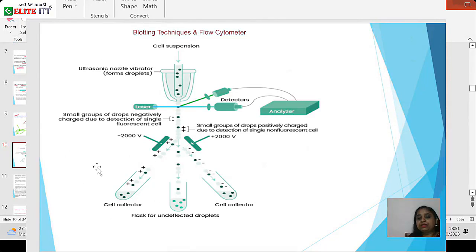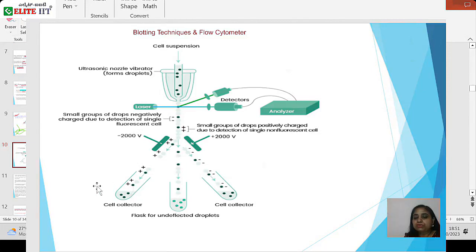If you want to make your protein of interest negatively charged, you can make it and separate accordingly. See here, small groups of drops are negatively charged due to detection of a single fluorescent cell. Now, small groups of drops are positively charged due to detection of a single non-fluorescent cell. Now, you just apply the electric charge. What will happen?